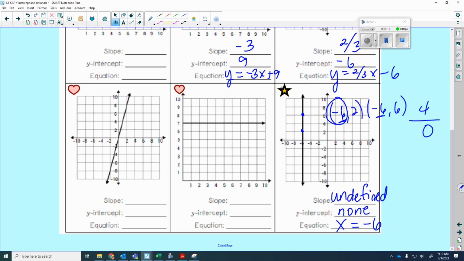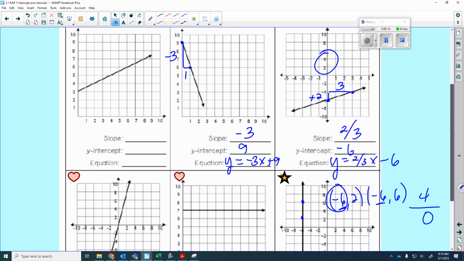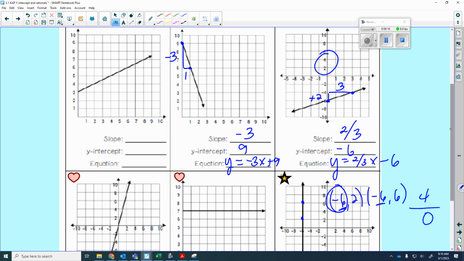All right, guys, the 3 that have the hearts that are left on your page, go ahead and do those. Pause the video if you're at home.